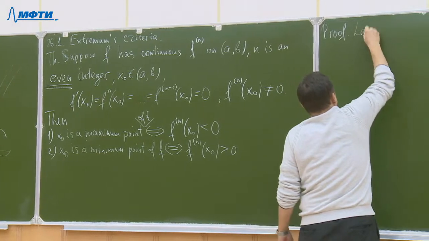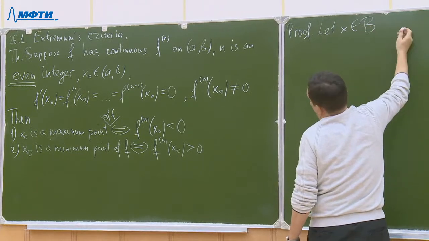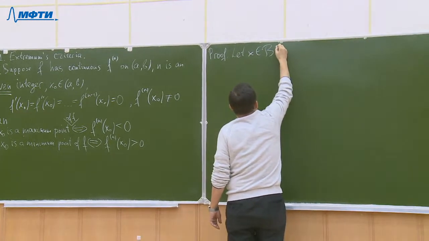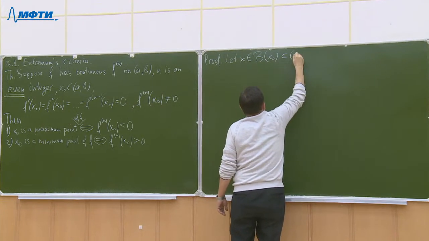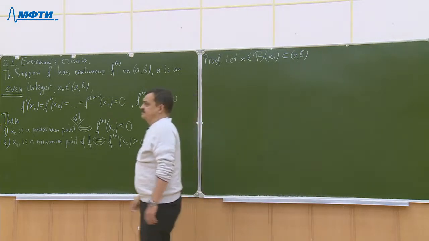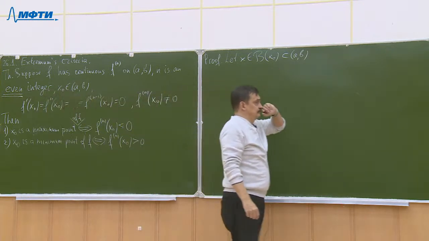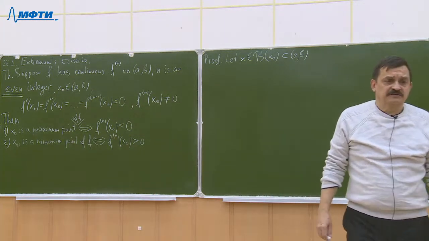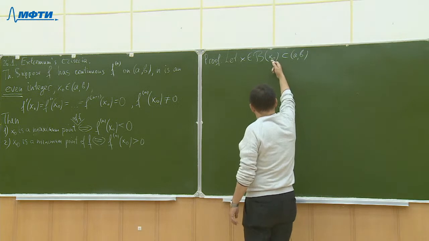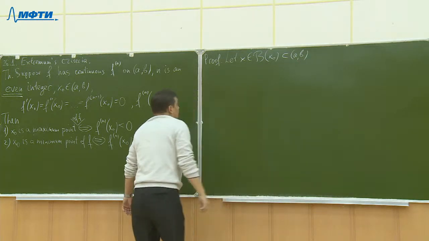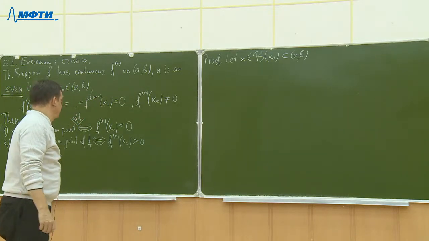Let x belong to a neighborhood of the point x0, which is in our interval. We can always find such a neighborhood because the interval is an open set, so for arbitrary point x0 of our interval, we can find a neighborhood which is a subset of our interval.